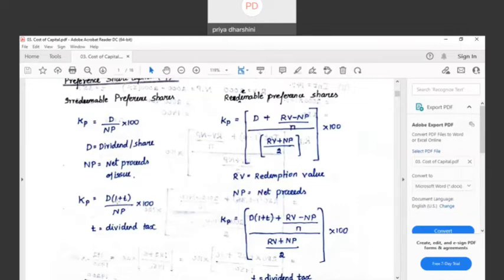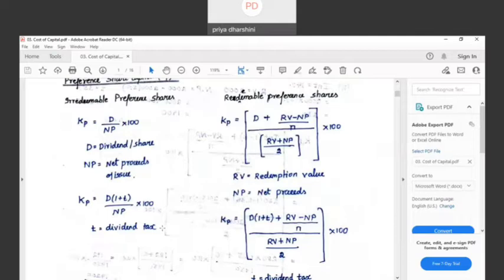The tax will get added to the cost of preference shares if the company has to pay tax on dividend paid. Okay. Next comes irredeemable preference shares. There is no growth model in case of preference shares, so you do not have any G here. It is just D by NP.